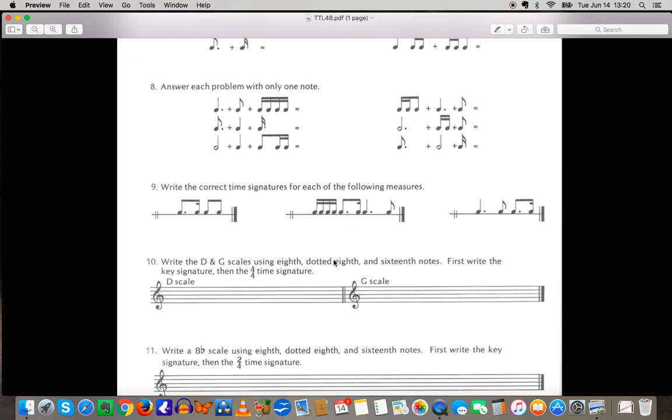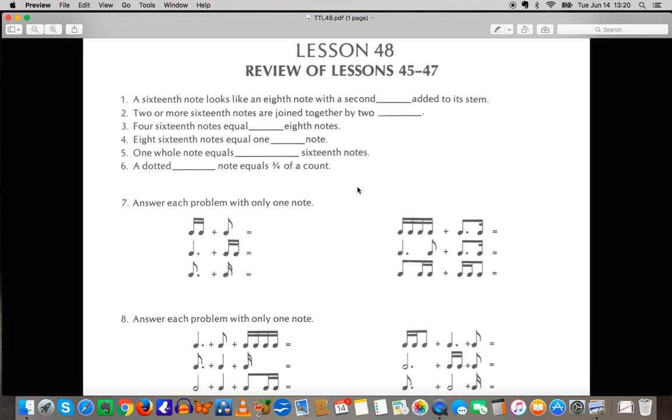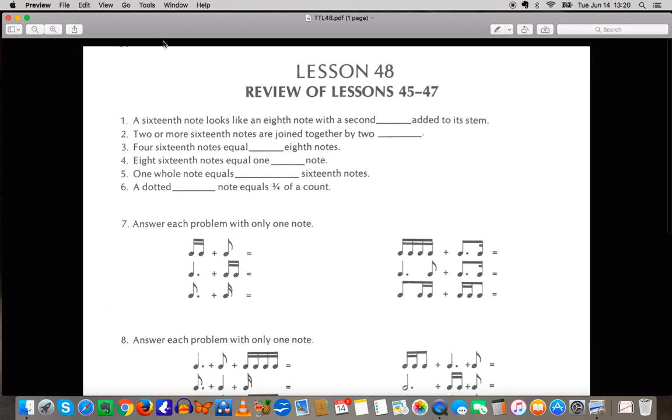My name is Alex Bourne, and we're going to talk about basically 16th notes today. So this is a review of the previous 3 lessons. You need to go back and do those if you haven't already. Okay, let's get on with it. I'll do a couple of these with you, and you'll need to figure out the rest.